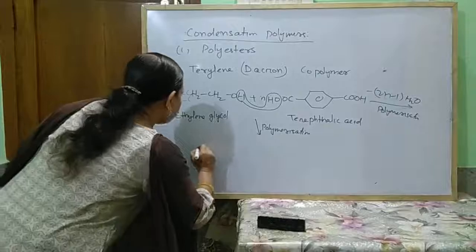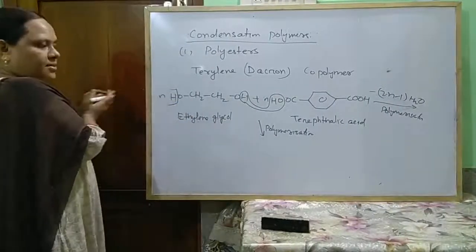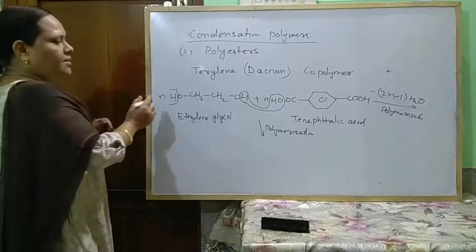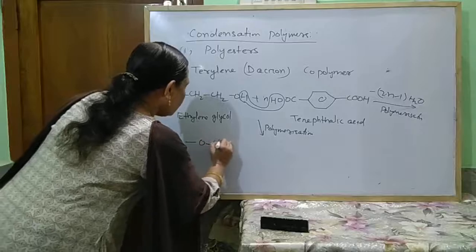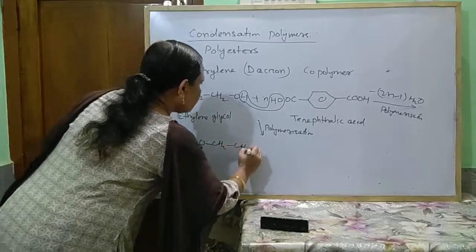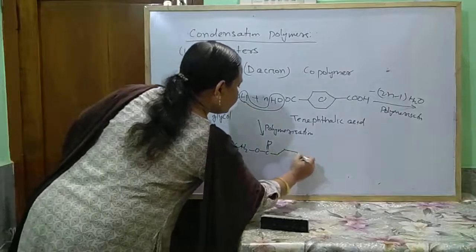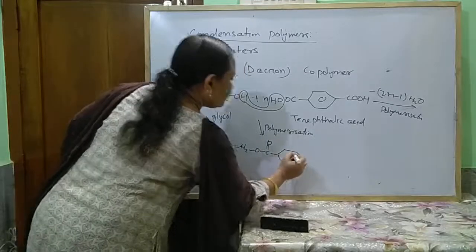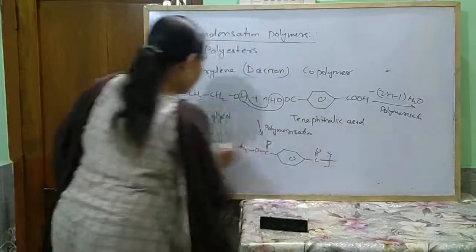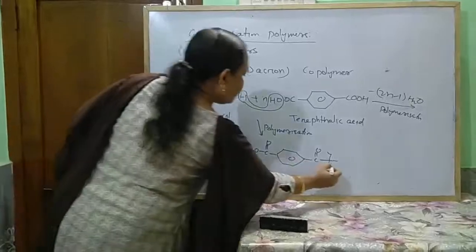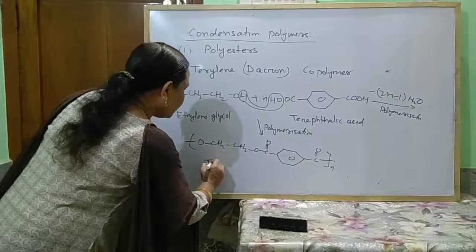So it forms, on this side also this hydrogen comes, links with another OH part of the acid. So in this way, O, CH2, CH2O, C double bond O, C double bond O. So this group is the repeating unit. This is known as your polyester terylene.